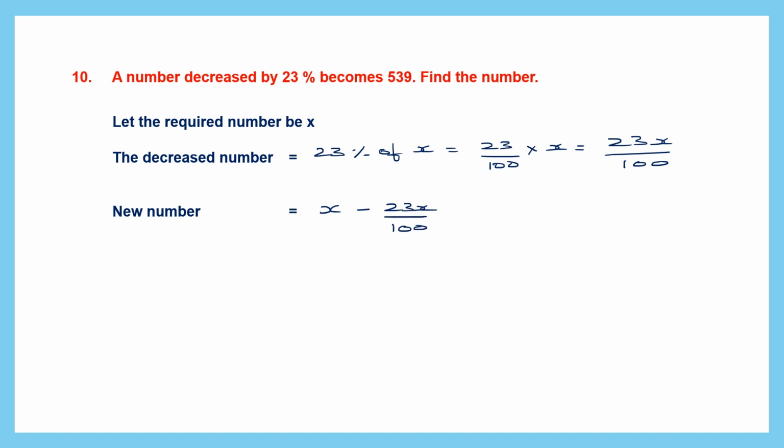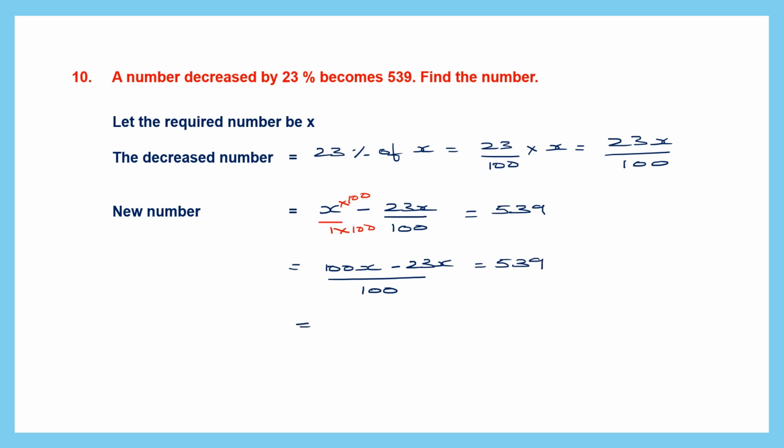So let's work this out. So x minus 23x by 100 is the new number. So we take it as subtraction of fractions. So denominator is 1 here. So here our LCM will be 100. So this is 1 into 100. So you multiply this also by 100. So x into 100 is 100x minus 23x. 23x, we write it as it is. And here in the question it says this new number, when you do this, it becomes equal to 539. So here also we need to write 539.